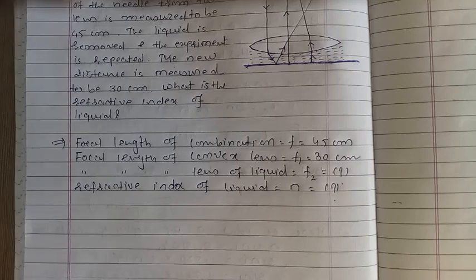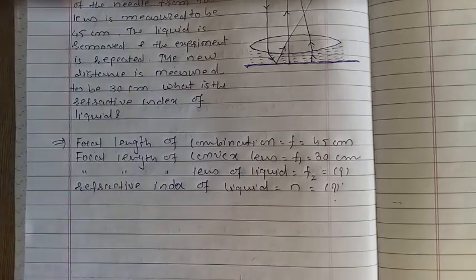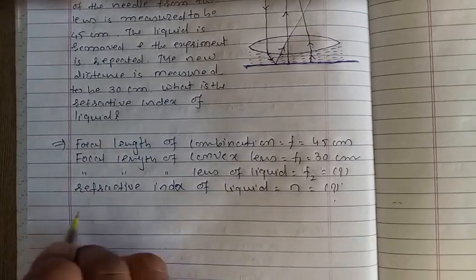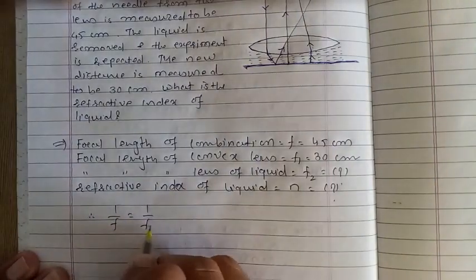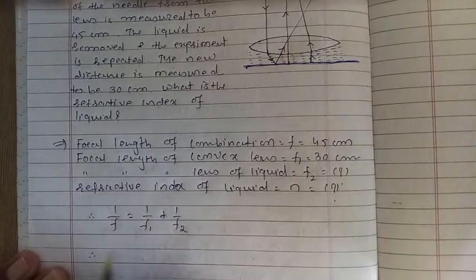So we know that we have to use the lens maker's formula. We know the formula 1 by f is equal to (n2 minus n1) upon n1 into (1 upon r1 minus 1 upon r2). But first of all we have to find out the focal length of the lens in the liquid, right? So to find the value of f2, we know the formula 1 by f is equal to 1 by f1 plus 1 by f2. So we have to find out f2.